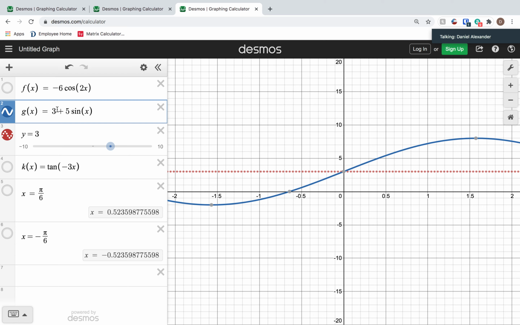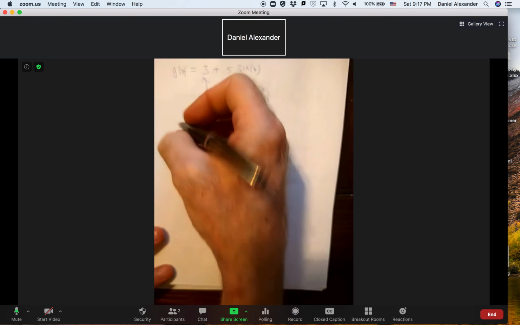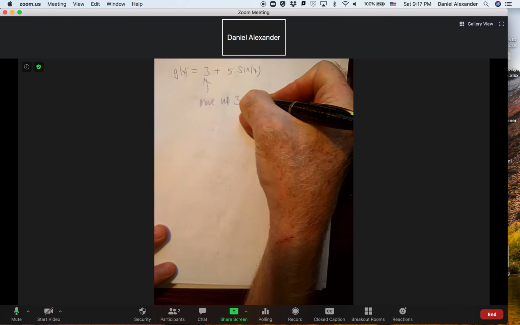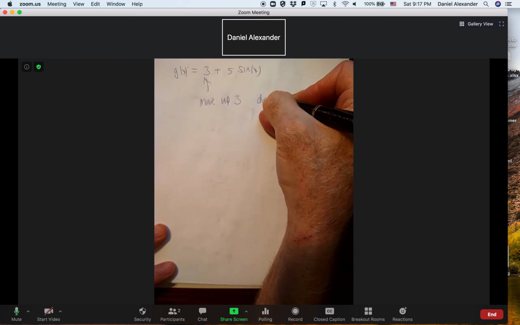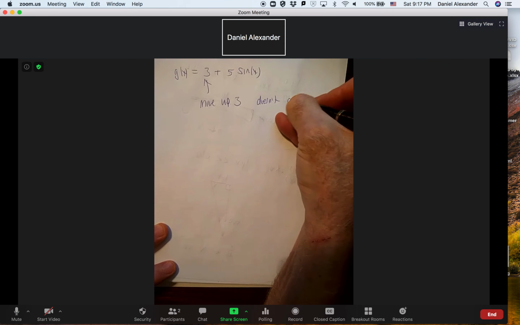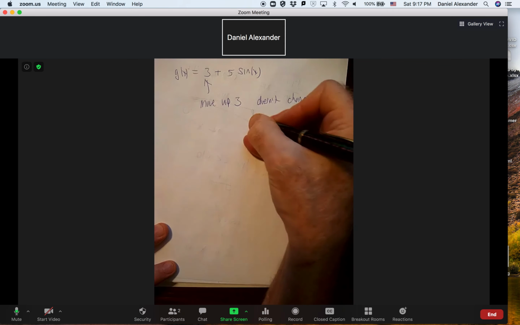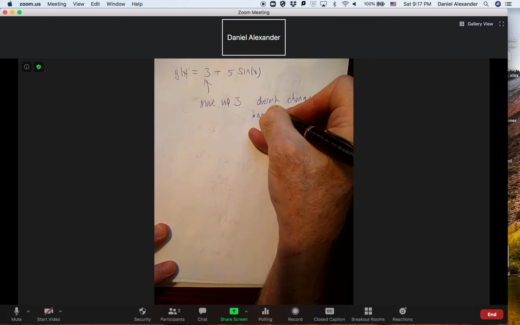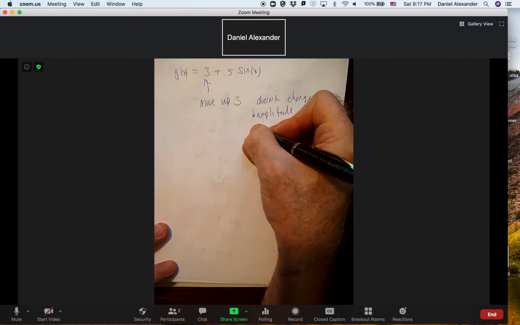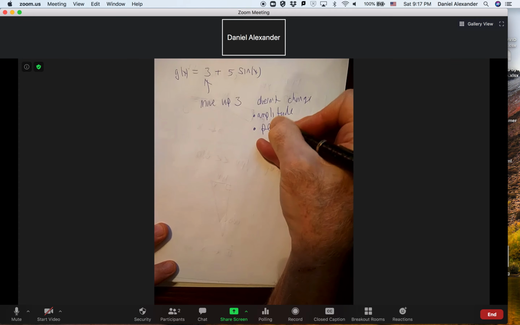So I'm going to go back and analyze it now, and then we'll come back. So I'm going to stop the share. Okay. So here we go. This just moves up 3. It doesn't change anything else. It doesn't change the amplitude, and it doesn't change the period.